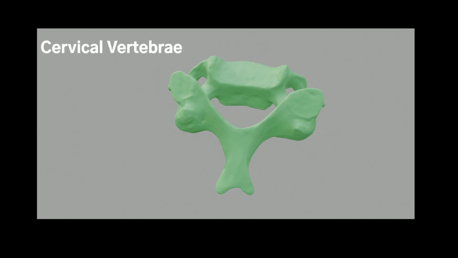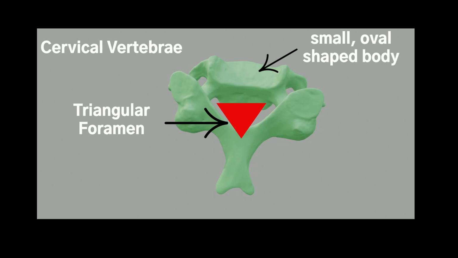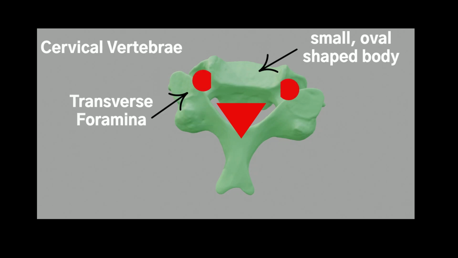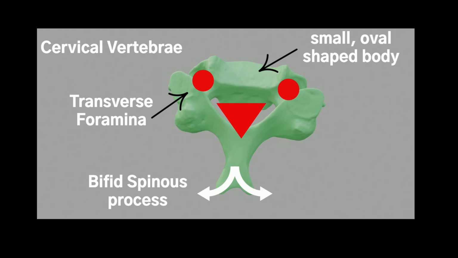The other cervical vertebrae are identifiable by a small oval-shaped body, a large triangular foramen to accommodate the cervical enlargement of the spinal cord, transverse foramina to give passage to the vertebral artery, vein and sympathetic nerves, a bifid, forked spinous process to allow for enhanced muscle attachment on account of the complex musculature at the head and neck.